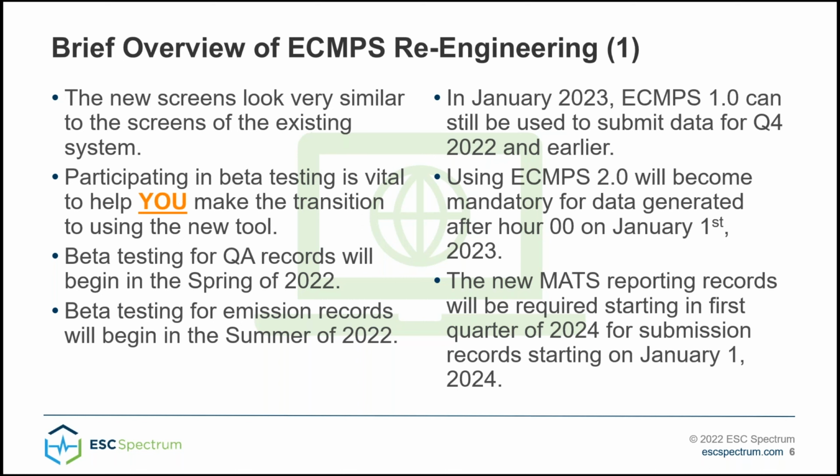Again, like I said before, using ECMPS 2.0 will become mandatory for data generated after hour 0 on January 1st of next year, which is 2023. And then the following year, the new MATS reporting records that are required for those units that are MATS reporting units will be required to begin submitting those records for any data generated after January 1st, 2024. And we'll talk a little bit more about this in a minute.